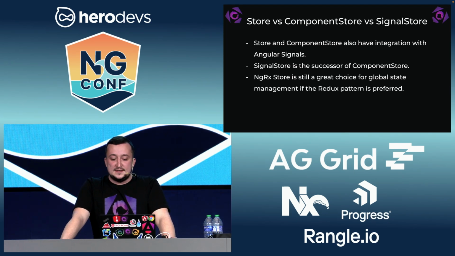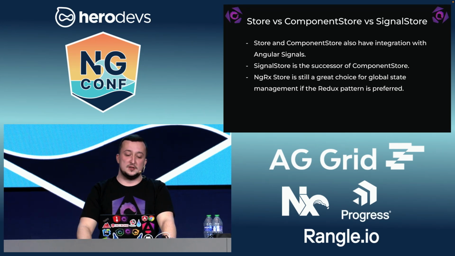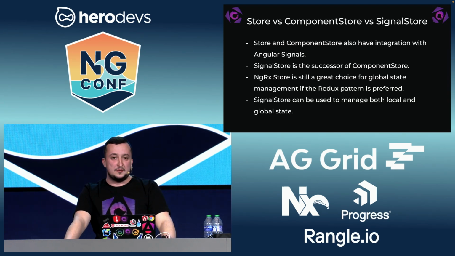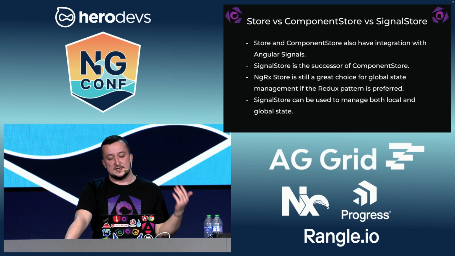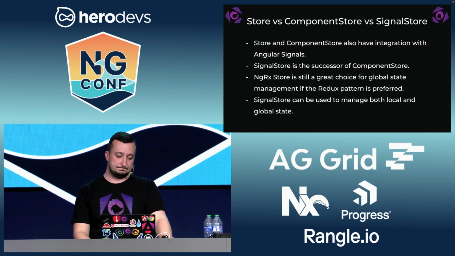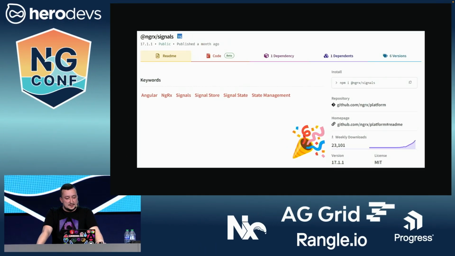Global NgRx store is still a great choice for the global state management if the Redux pattern is preferred way of managing your global state. But if Redux pattern is not your cup of tea, you can go all in with a signal store and use it to manage both local and global state. And by the way, NgRx Signals package recently reached 20K of weekly downloads on NPM, and it's currently the fastest growing state management solution in the Angular ecosystem.